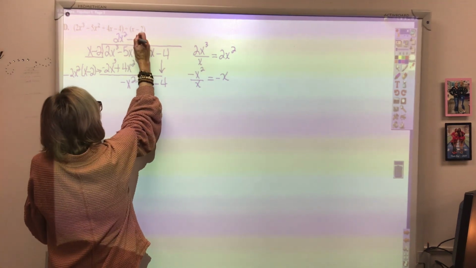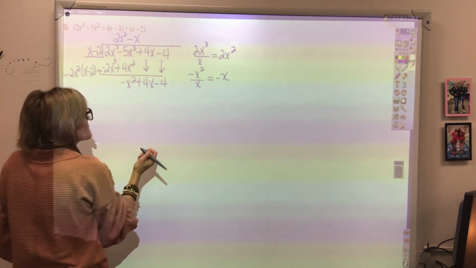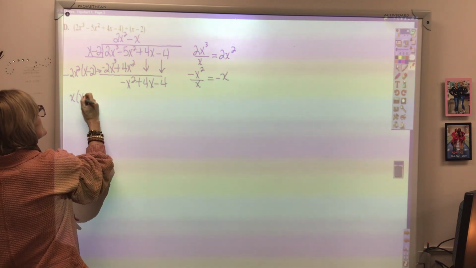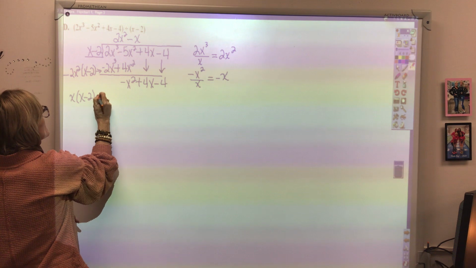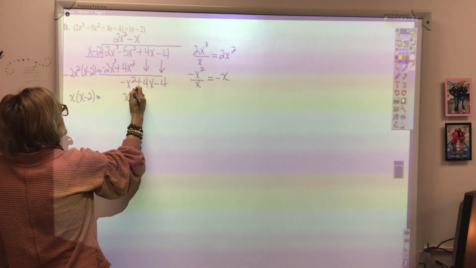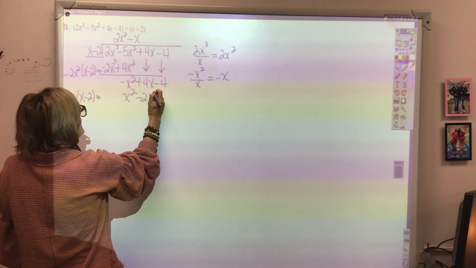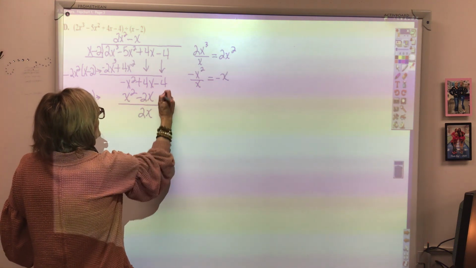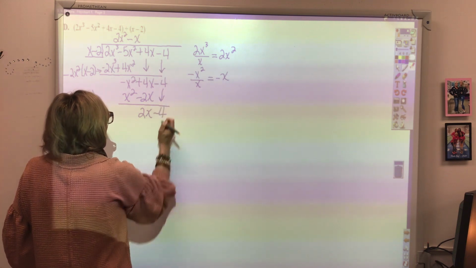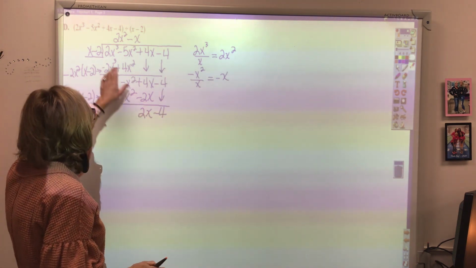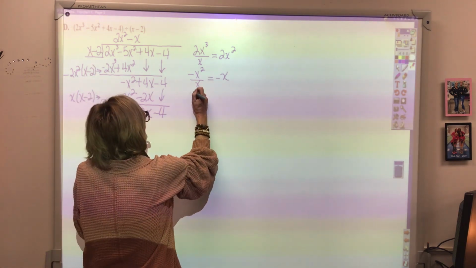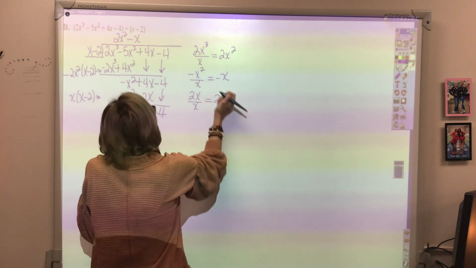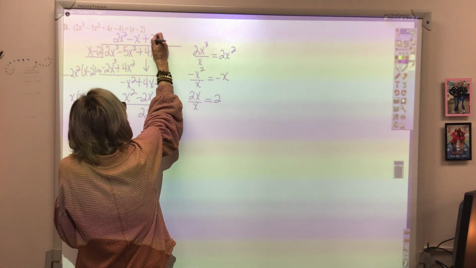So we'll put a minus x on the top, and we're going to multiply through by its opposite, which would be x. So we'll have x times x minus 2, which is going to give us x squared minus 2x. Okay, so we'll have 2x, bring down the minus 4. Now we'll take 2x and divide it by x. 2x divided by x is 2. So we'll put a plus 2 up here.